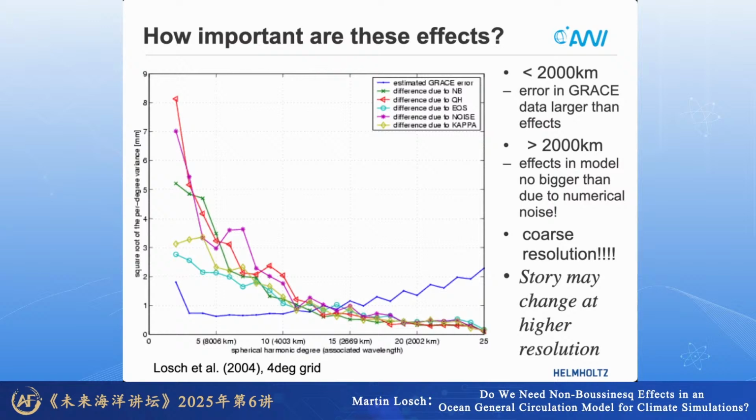For small scales below 2,000 kilometers, the errors are larger in the GRACE data, and maybe our models are still good enough. And for long scales, the effects in the model are bigger than the GRACE error, but the numerics and the details of the compiler and so on are actually as important as the physical approximations that we typically do in our ocean models. But this is only true for coarse resolution, and the story may change at higher resolution. This was my conclusion back then.